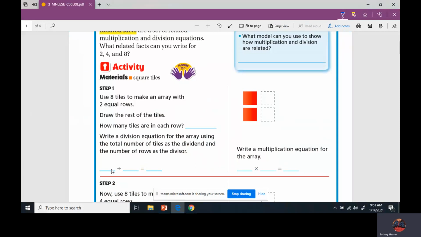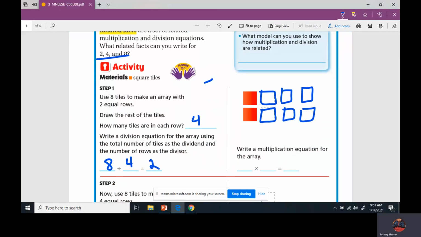So use 8 tiles to make an array with 2 rows. Well, they've already started. So 1 row with 2, 3, 4, 5, 6, 7, 8. So remember, we're looking for 2, 4, and 8. How many tiles are in each row? Well, there's 4. And I know there's 8 tiles total, because that's the biggest number. We're using division, with 4 in each row, 2 rows.